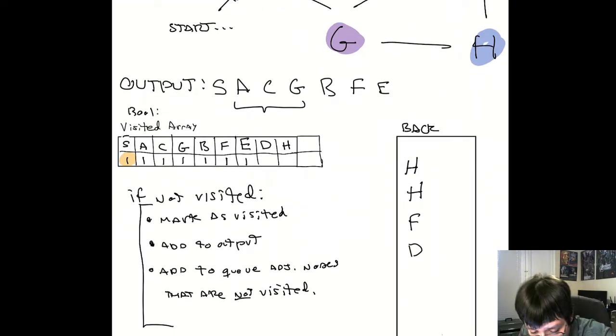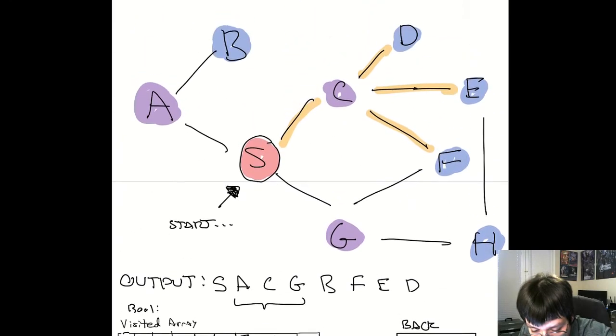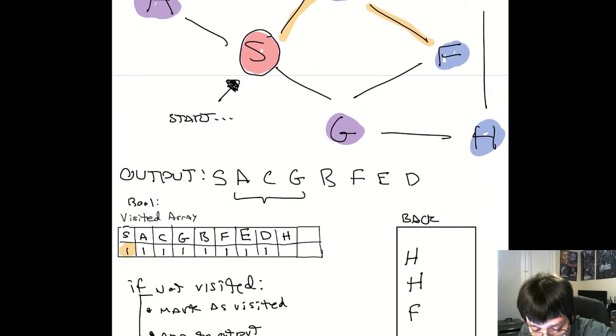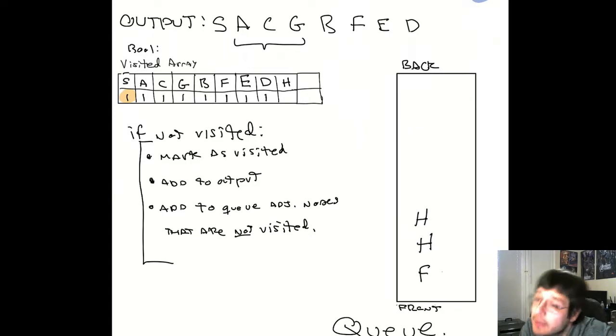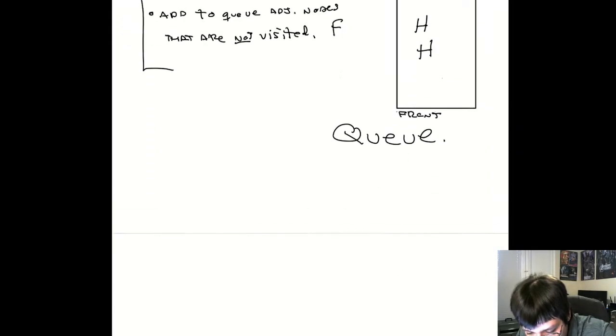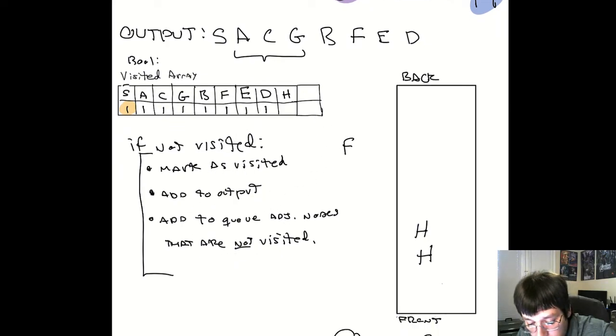So get the next one out. Mark as visited. Add to the output. Add adjacent nodes. D only has one, which is C, but C is already marked as visited, so we don't need to do anything there. All right, we're down to the last three here. But that doesn't mean we're done, because these could add even more things in there. All right, so let's take out F. When we take out F, F is already marked as visited, so we don't need to do anything up here. We just discard it.